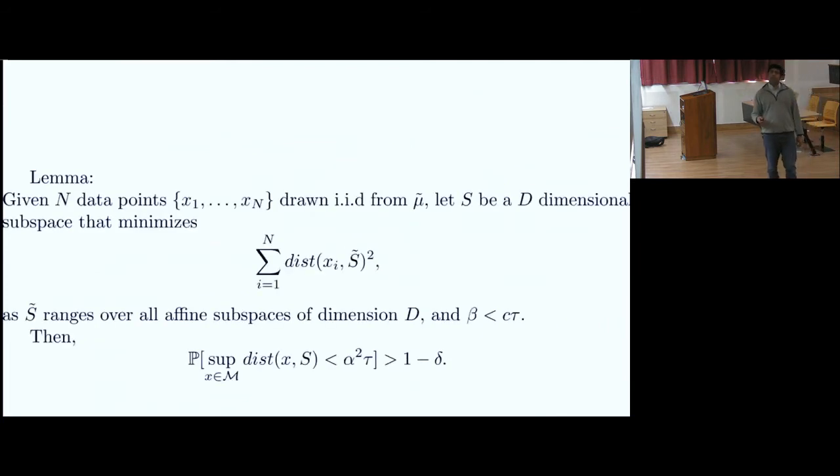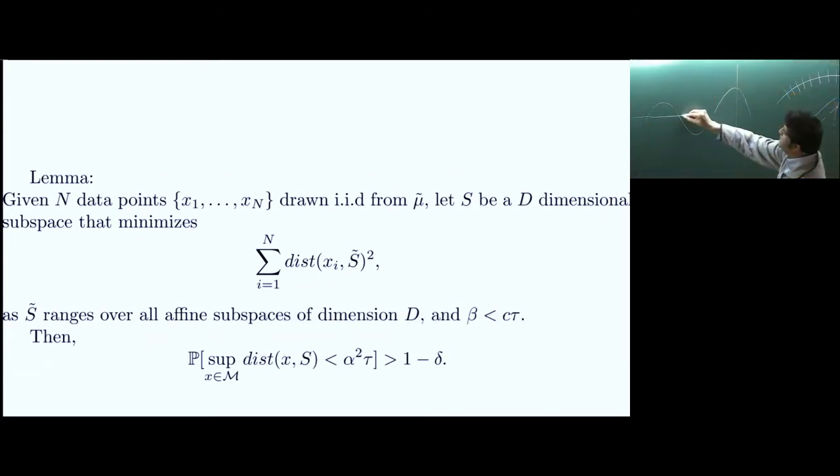So the lemma is the following. If you take n points, i.i.d. from mu, and S is a d-dimensional subspace that minimizes the sum of the squares of the distance to the subspace, then the maximum distance of the manifold from the subspace is not too large. So this is the manifold. I'm drawing only a part of it, not the whole manifold. This is what I get when I do PCA. And what I'm saying is that this maximum deviation is not too large. And so what happens is, if I project, something reasonable will happen.